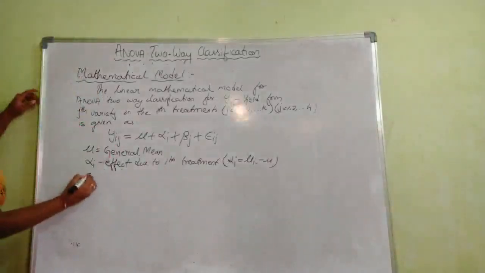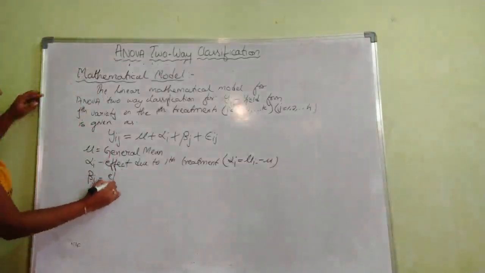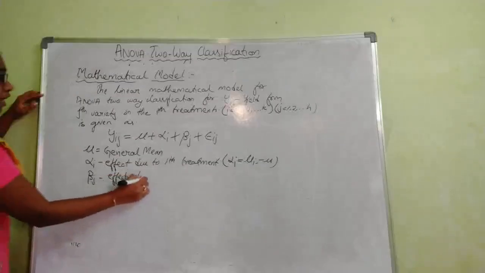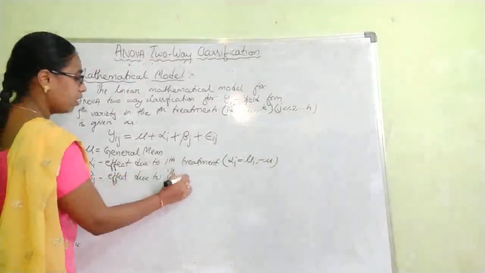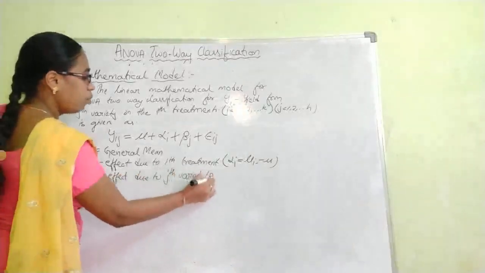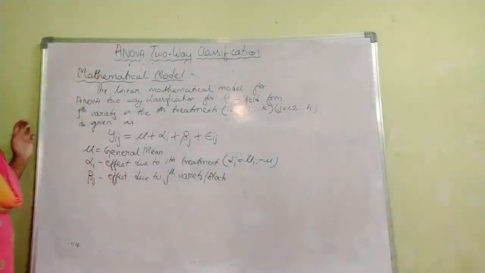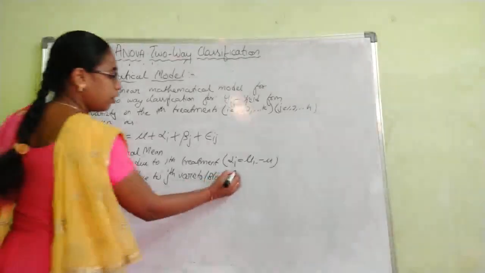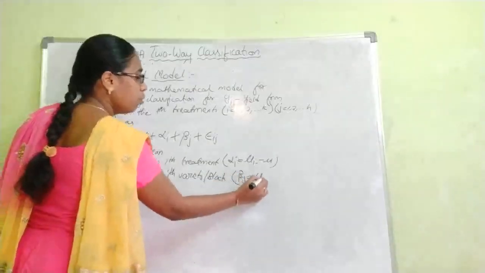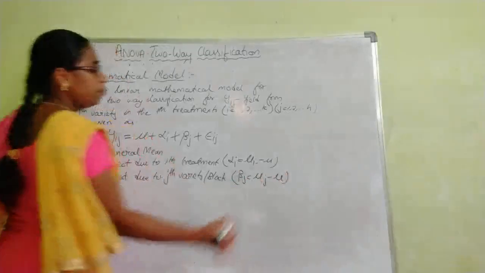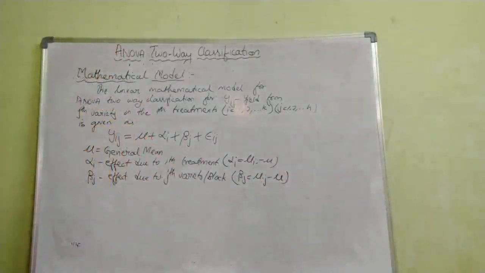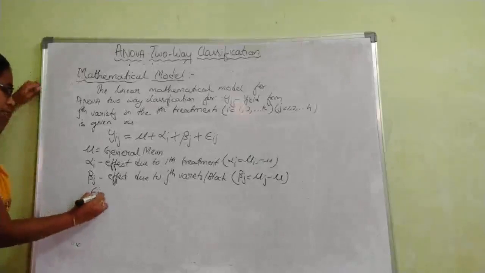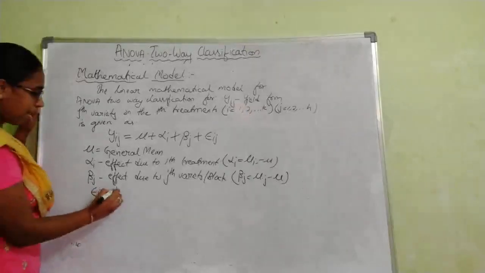Next, beta j. Beta j is the effect due to the jth variety or the jth block. The effect due to the jth block is denoted as beta j, and we know beta j equals mu dot j minus mu. So these are the effects of the ith treatment and the jth variety. And we know epsilon ij. What is epsilon ij? It is the random error effect.